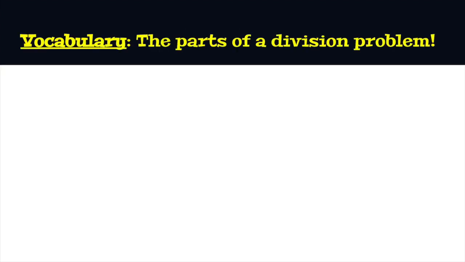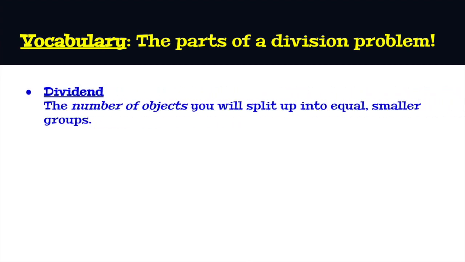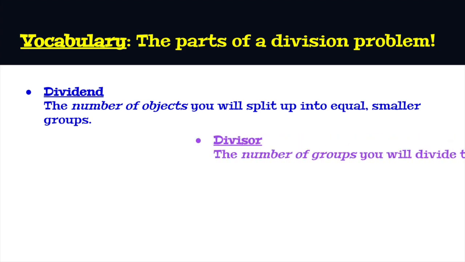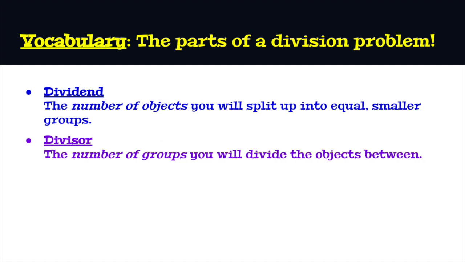Here are a few vocabulary words that tell us the parts of a division problem. First, you have the dividend, which is the number of objects you will split up into equal smaller groups. Think about the 9 circles from the last problem. Then you have the divisor, which is the number of groups you will divide the objects between. That's the 3 smaller rectangles in the last problem.